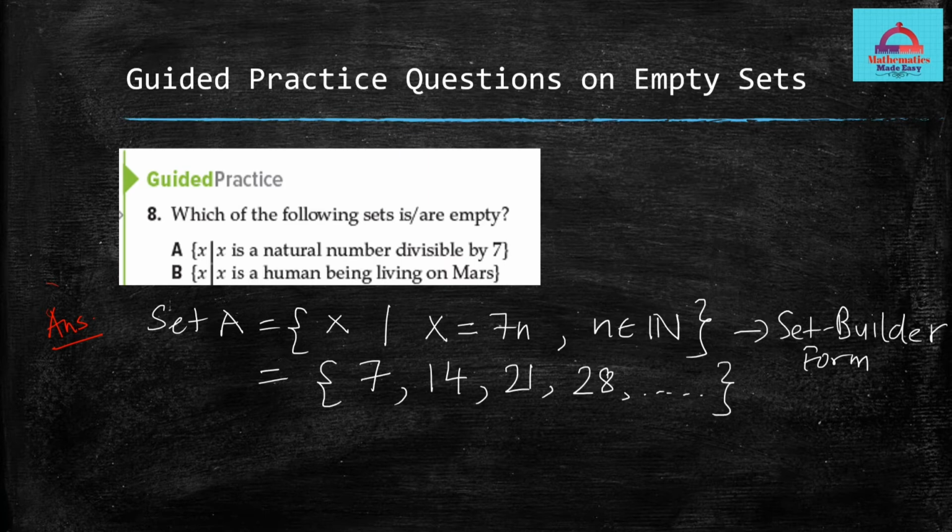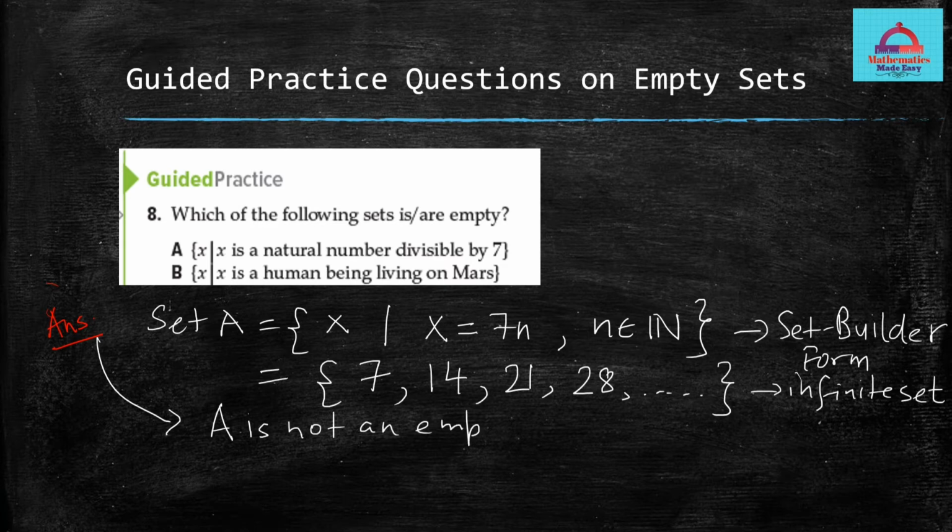I close my set here, but remember, set A is going to be an infinite set because this set is taking the values from the set of natural numbers. So it is an infinite set, and definitely you can see it is not at all an empty set. So the final answer for this one would be that A is not an empty set. Definitely it has so many values. In fact, it is an infinite set.